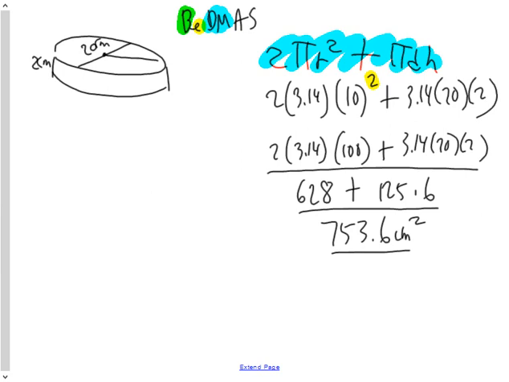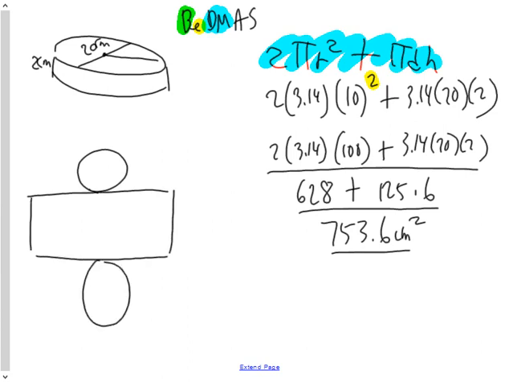When you do your net, remember there are 3 faces: the top circle, the rectangle, and the bottom circle. The top circle would be pi r squared, which is 3.14 multiplied by 10 squared, or 314. So the two 314s are that 628.